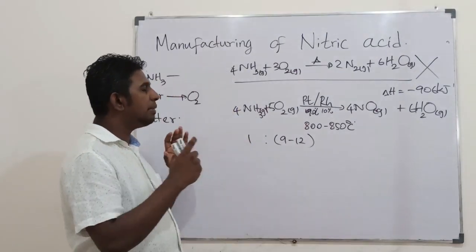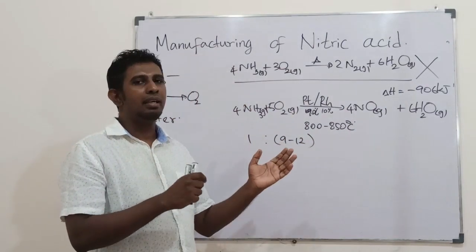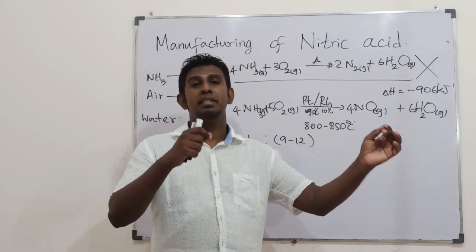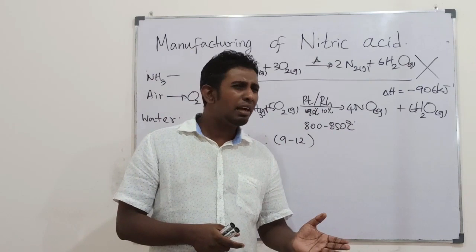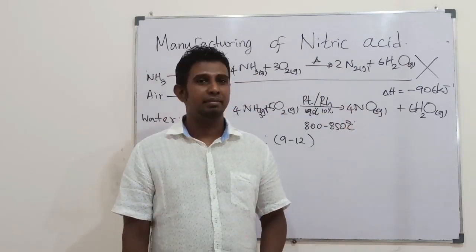We compress them and pass through the catalyst. That's what we do there. It's an oxidation of ammonia. We call that the conversion step: conversion of ammonia into nitric oxide. Therefore, this chamber or this part is called the converter.